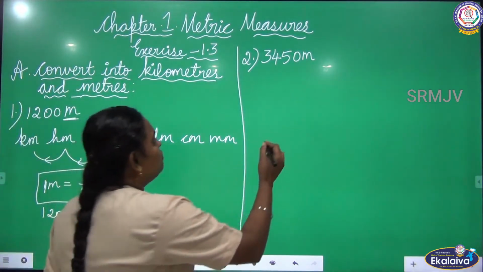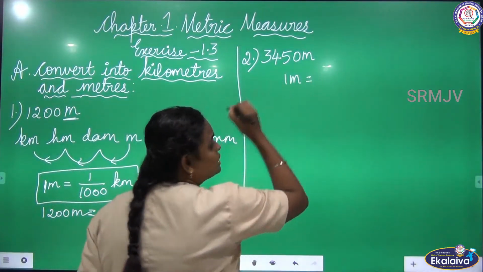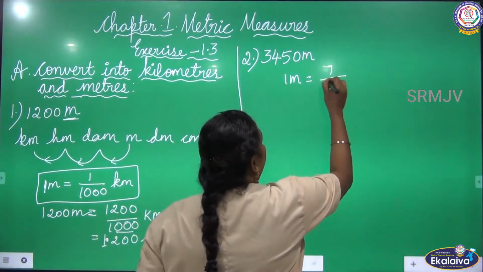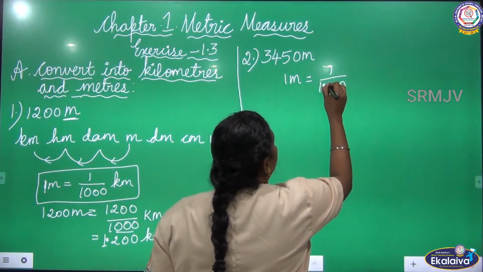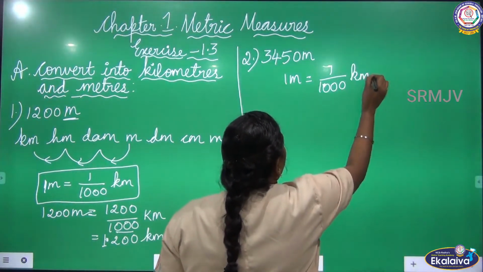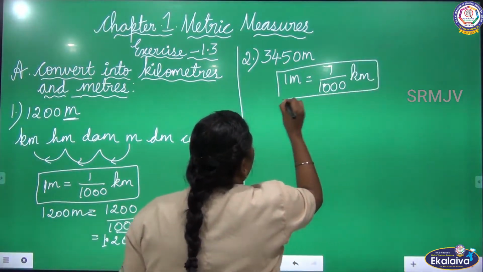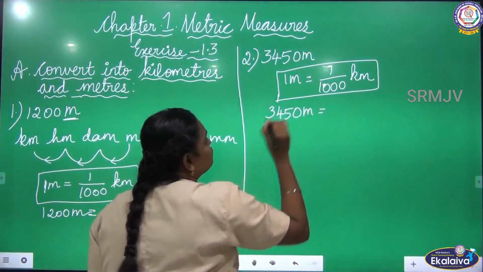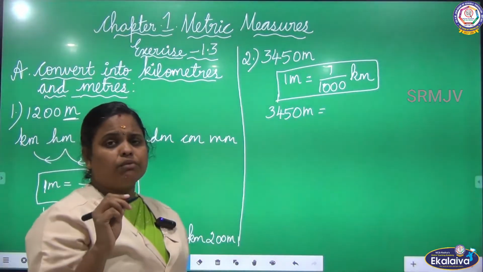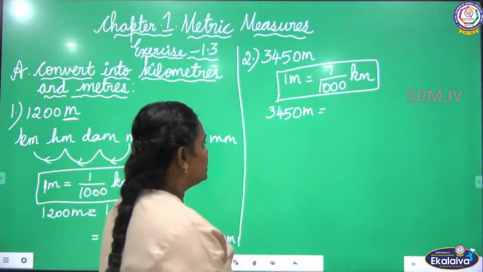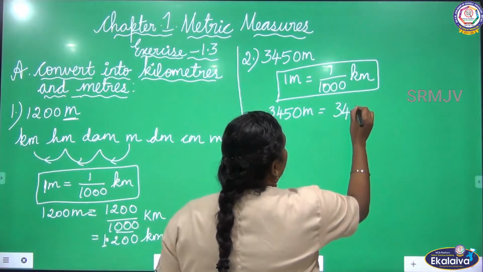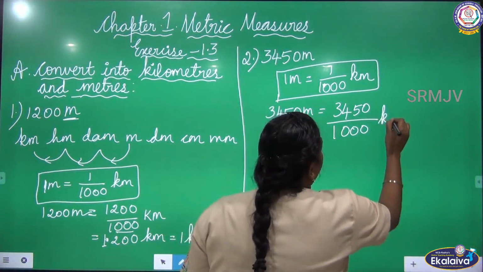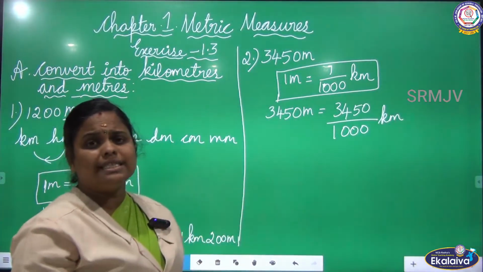Next one, same. 1 meter equals how many kilometers, children? 1 meter equals 1 by 1000 kilometer. So 3450 meter equals 3450 divided by 1000 kilometer. So in the denominator how many zeros are there?